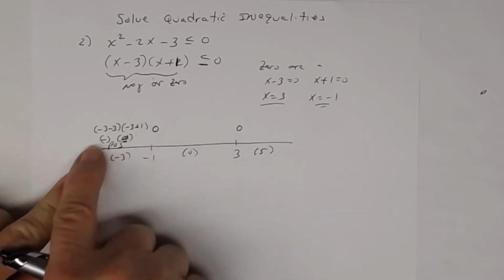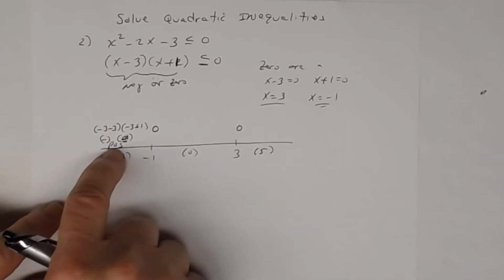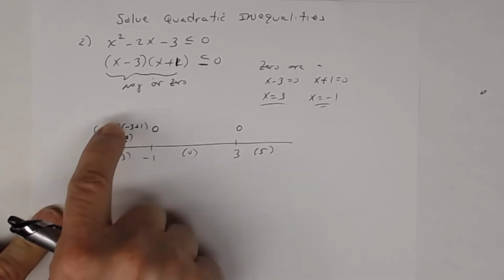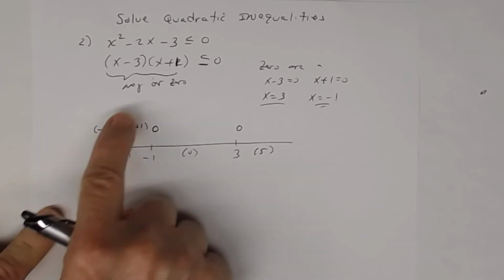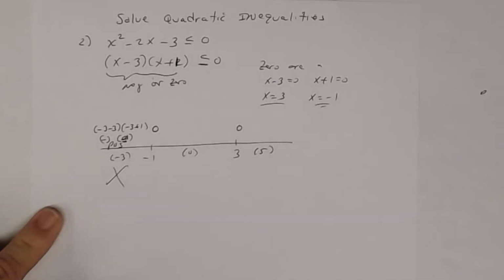And so when I do my test point, I notice that if I pick any number between -infinity and -1, it's always going to be positive. Is that so? So the question is, is this interval going to be a solution? The answer is no. Okay, so I'm not going to use it.